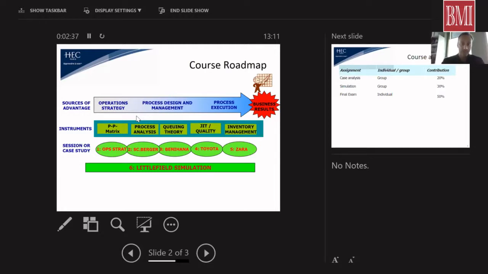In the afternoon of the first day, we will start discussing process execution. What does it mean? It means that after having understood the pillars of operations management, the principles that make a process well run and well designed, we will introduce a human factor.